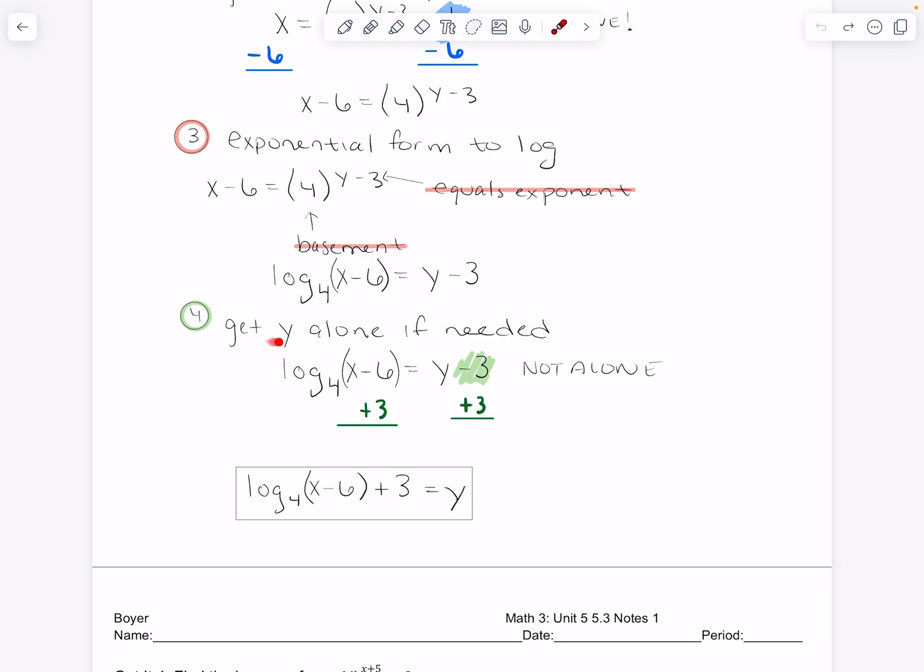And then my last step, get y alone if needed. So again, I have log base 4 of x minus 6 equals y minus 3. This minus 3 is on the same side as my y. I need y alone, so I've got to do the opposite. So this is a minus 3, so I'm going to add 3 to both sides. Negative 3 plus 3 cancels out, so I just have the y over here now left on the right-hand side. And then this log term and this constant number are different types of terms, so I have to leave them separate. Log base 4 of x minus 6, plus 3. Make sure you're remembering to put the parentheses around this stuff after the log base.